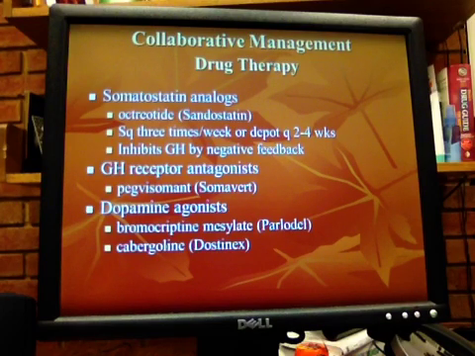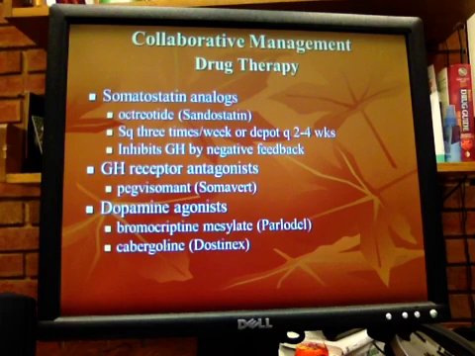Now, the dopamine agonist. An agonist is something that produces a like effect. It's the opposite of antagonist. So dopamine agonist, bromocriptine mesylate, cabergoline, those are a couple of examples. They stimulate dopamine receptors in the brain, and stimulating these dopamine receptors can inhibit the release of many pituitary hormones, especially growth hormone and prolactin.